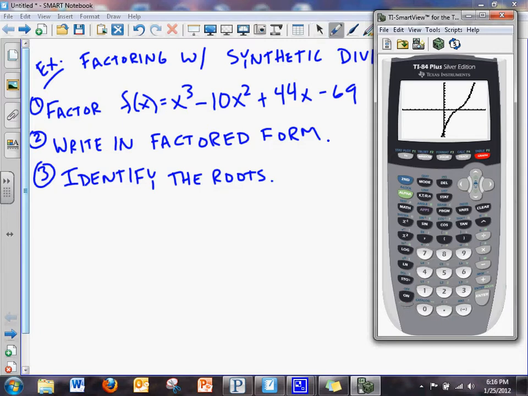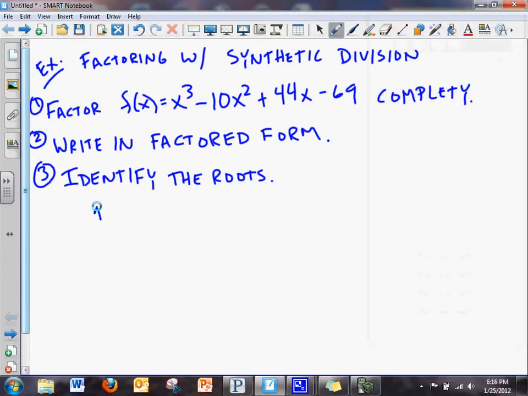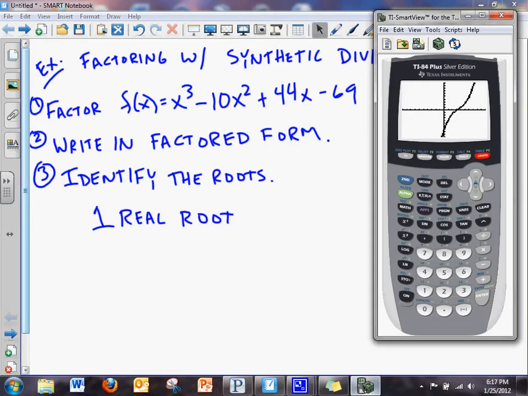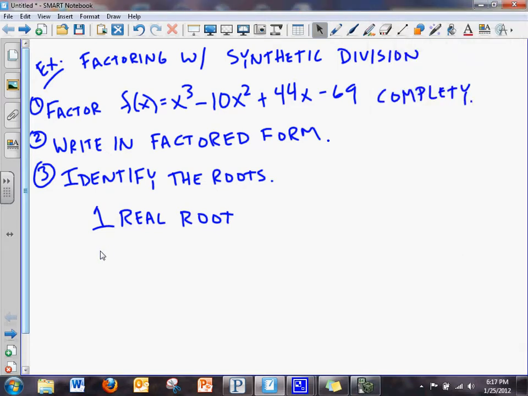Let's see here. Here's what I see. There's one. Oh, never mind. I see one x-intercept. That means there is one real root. One of the roots, one of the three. And because there has to be three total roots, there's only one x-intercept. It means the other two are imaginary. I know. That tells me so much.